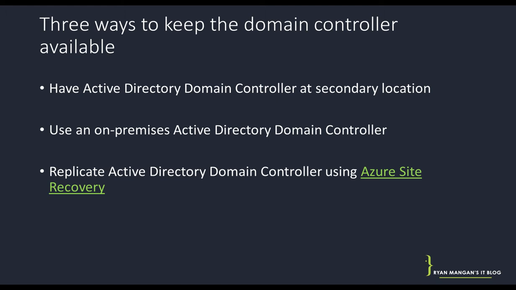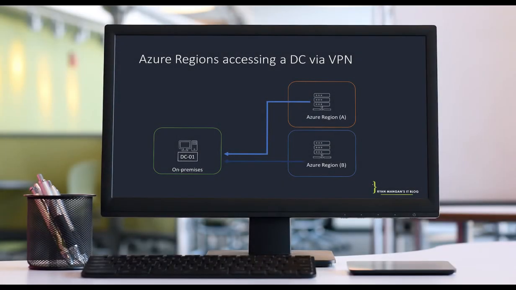So the diagram you can see on the screen is two Azure regions connecting to an on-premises domain controller. One of the challenges with that is if there is a communications issue or a network failure with the on-premises side, that could be quite problematic for Windows Virtual Desktop, as in users will not be able to log in. So when it comes to designing and planning your Windows Virtual Desktop environment, you need to understand what risks are associated with the particular design.